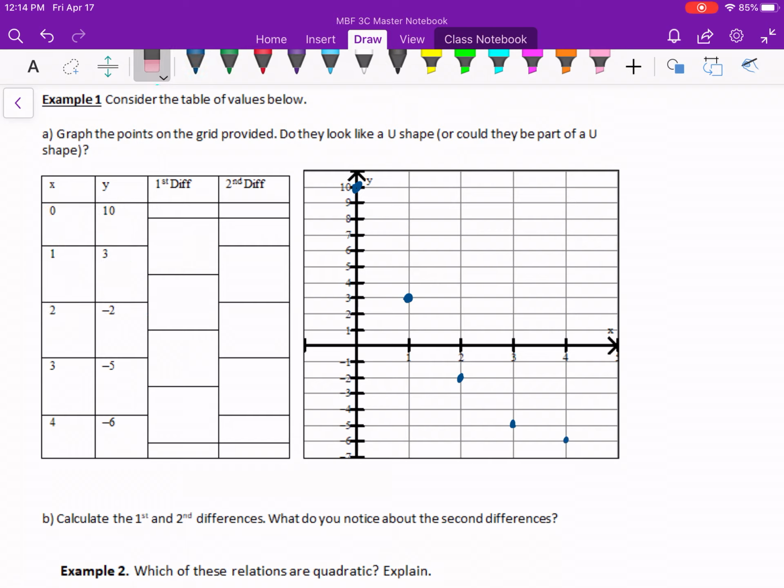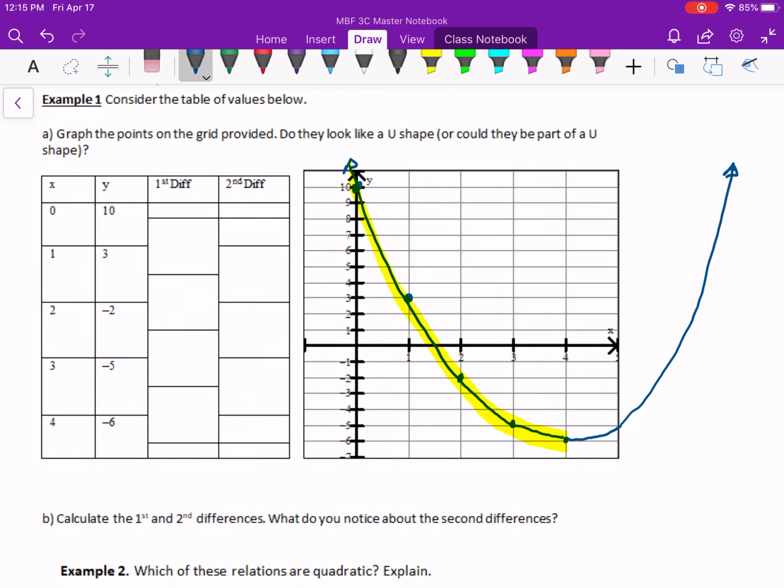And if I connect these together with my best curve, it's not making a U, but I could imagine extending it, and it certainly could be a U. If I were to keep going, it could easily go back up. So it's possibly quadratic. It certainly is part of a U. I'll highlight just the part that we had. The rest of it's just a guess. So that's the part that we had before, but it could definitely be part of a U. Could be quadratic.